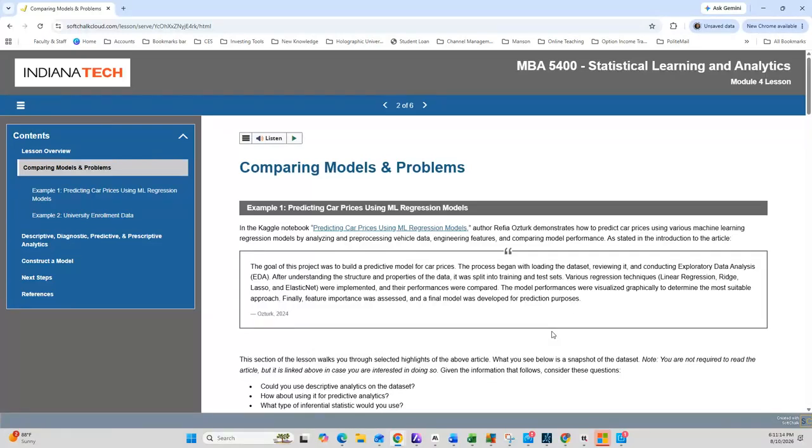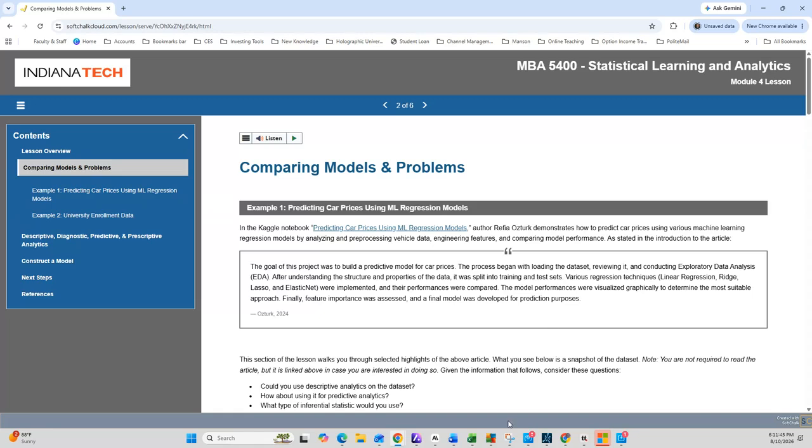Okay. So in the Kaggle notebook, predicting car prices using ML regression models, the author demonstrates how to predict car prices using various machine learning regression models. That's what the ML stands for. By analyzing and pre-processing vehicle data, engineering features, and comparing model performance, as stated in the introduction to the article.